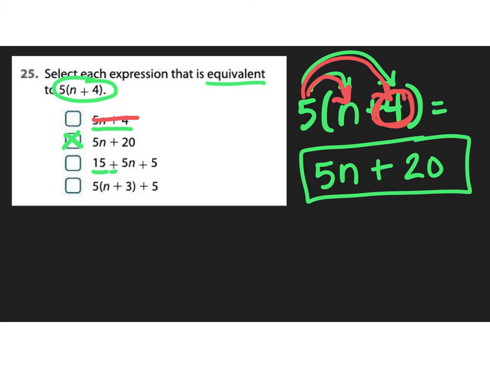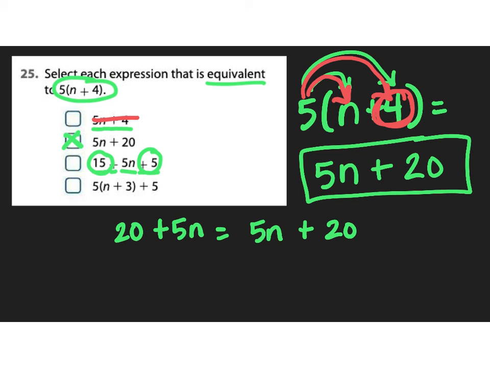15 plus 5n plus 5. Now if you think about it, what is 15 plus 5? Yeah, that's 20. And 20 plus 5n is the same as 5n plus 20. That's the commutative property. When we add or multiply, order does not matter. So yes, we can choose this one.